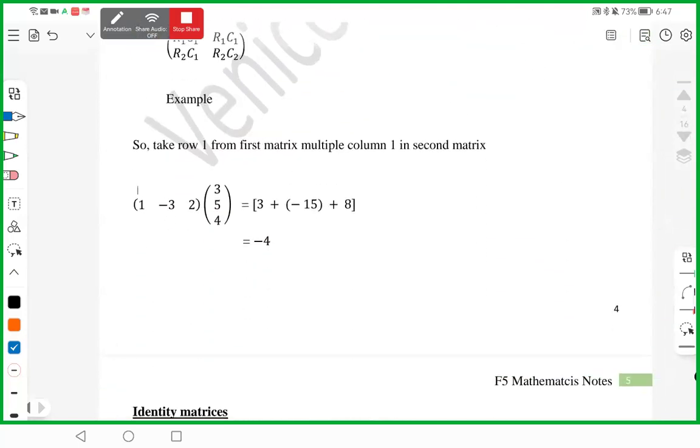So another example here. This matrix has what order? 1 times 3. Here, 3 times 1. Same number, cut. So when the new order is 1 times 1, it means you only have one element. So you just take all the elements, multiply, then sum up, plus.